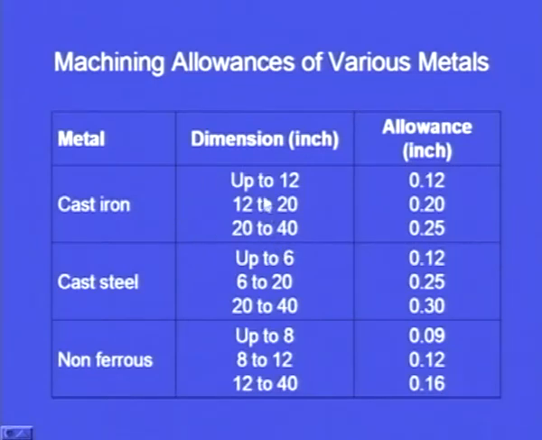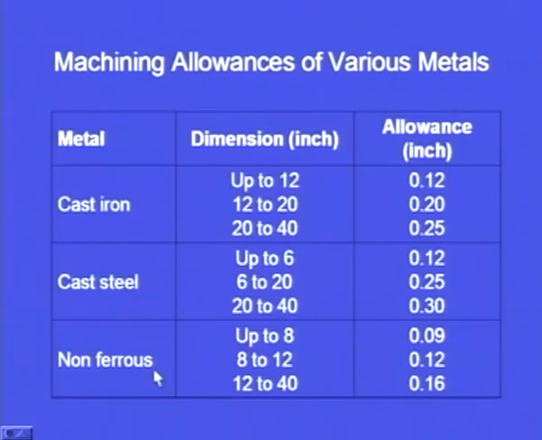For cast iron, up to 12 inches, the machining allowance should be 0.12 inch. From 12 to 20 inches, the machining allowance should be 0.2 inches. From 20 to 40 inches, it should be 0.25 inches. For cast steel up to 6 inches, the machining allowance should be 0.12 inches. 6 to 20 inches, 0.25 inches. 20 to 40 inches, 0.3 inches.